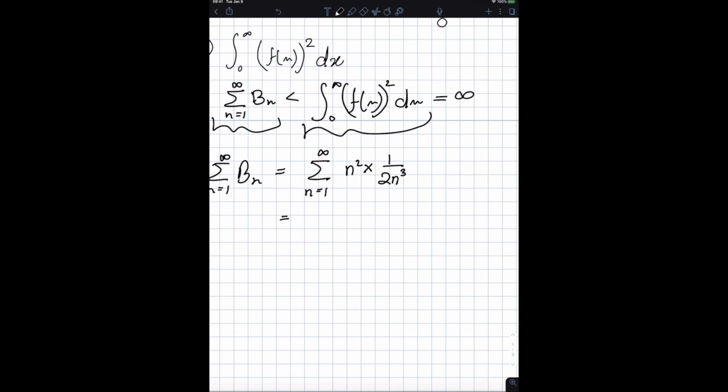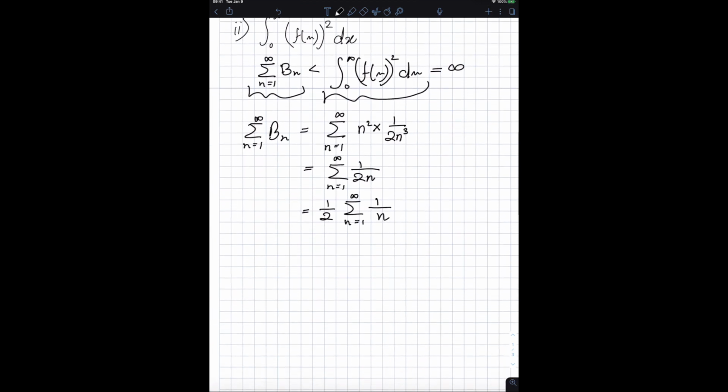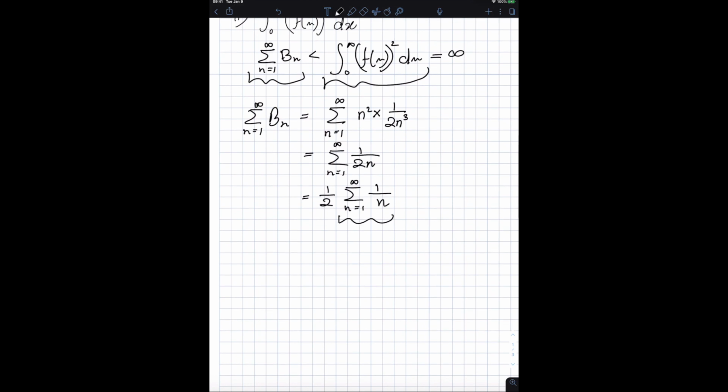And if you simplify this, you're just going to get the summation from n equals 1 to infinity of 1 over 2n, which can be written as 1/2 times the summation from n equals 1 to infinity of 1 over n. And this is, of course, the harmonic series. This diverges to infinity, and 1/2 times the harmonic series must also diverge to infinity. You can use the basic comparison test or the limit comparison test to be a little bit more rigorous, but at this point you can conclude that this diverges to infinity.